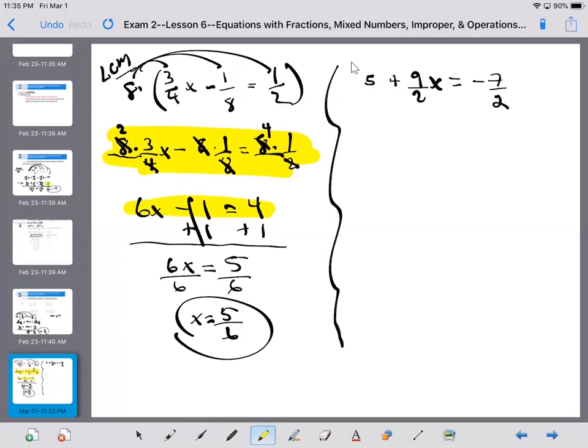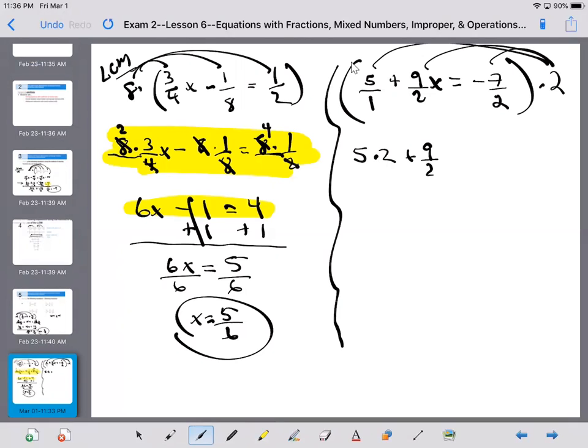All right, so now we look at 1. So our LCM would be 2. So we're going to multiply everything by 2. So this will be 5 times 2 plus 9/2 x times 2 is equal to negative 7/2 times 2.